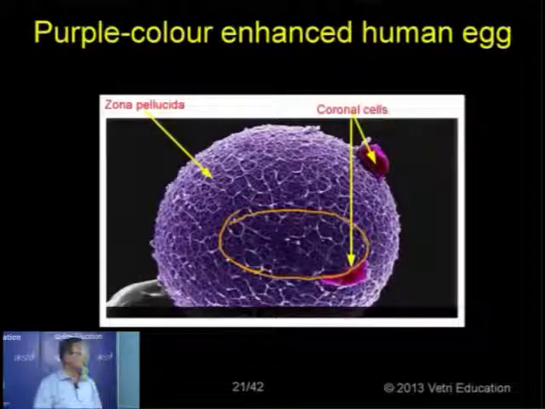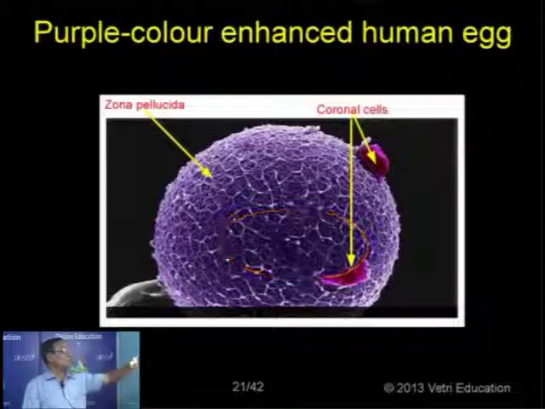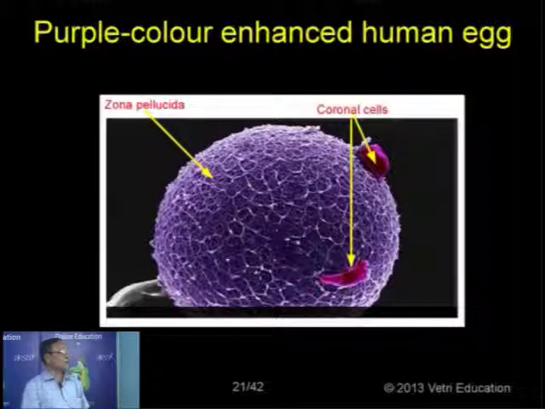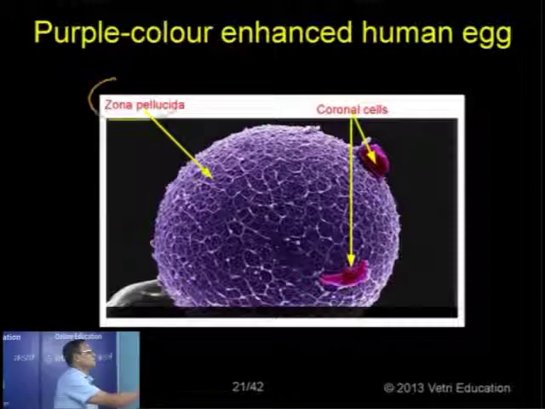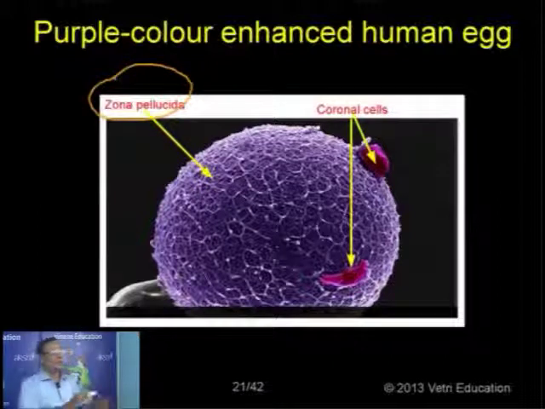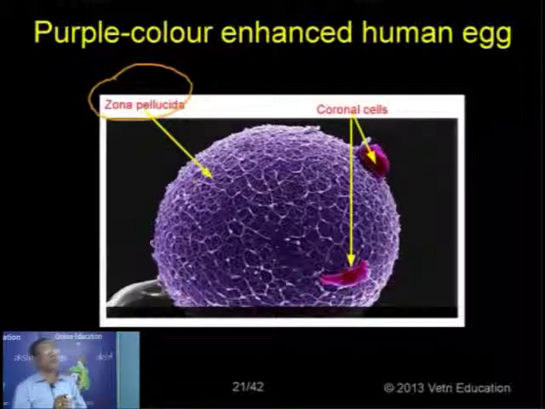You see the picture, a colorful picture that shows the human egg, the female gamete or ovum. It has been enhanced with purple color and a photograph has been taken. This is the original egg. See the surface, the net-like surface is nothing but the membrane, the zona pellucida. Over it we have many cells, which together we call the corona radiata.